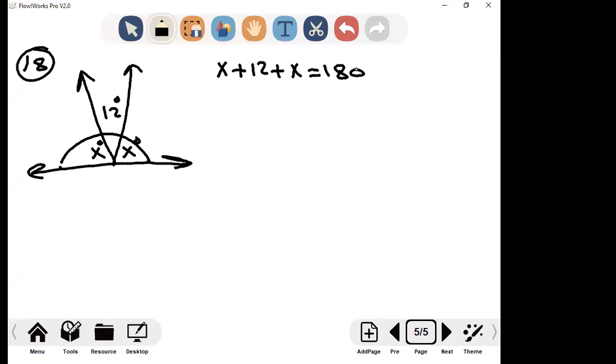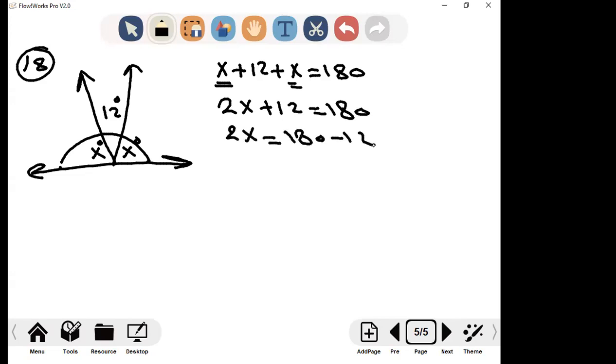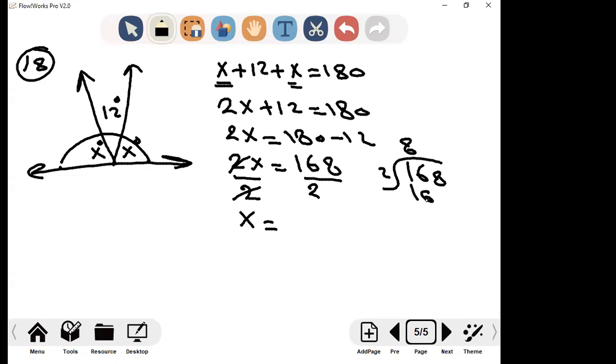Combine the like terms together. X plus X, how much? X plus X, 2X plus 12 equals 180. Don't say 14X. We cannot add 2X with 12. Why? They are unlike terms, right? So here 2X plus 12 equal 180. 2X equal 180 minus 12. 2X equal 168, divided to both sides. X will be, make division, 168 divided by 2, which is 84, right? So the answer is 84.